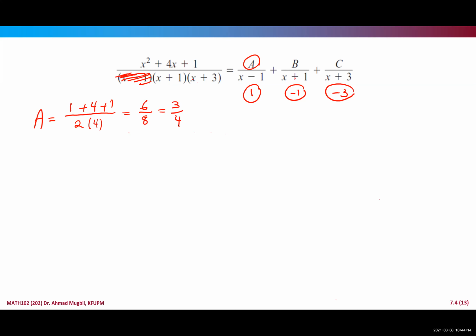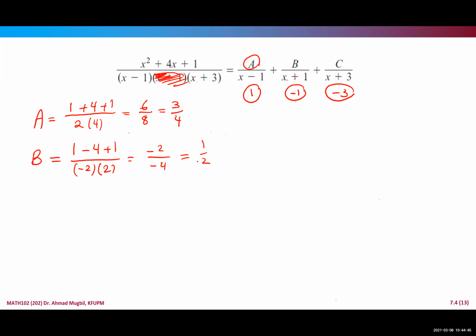Just like that. What is b? If you want to find b, ask yourself, what is the denominator of b? It is x plus 1. Cover it here, forget about it. Substitute by the 0, substitute by -1. So it will be what? 1 minus 4 plus 1 over, if you substitute here by -1, it will be -2 times, if you substitute by -1, you will have 2. So you will have -2 over -4, it is a half.